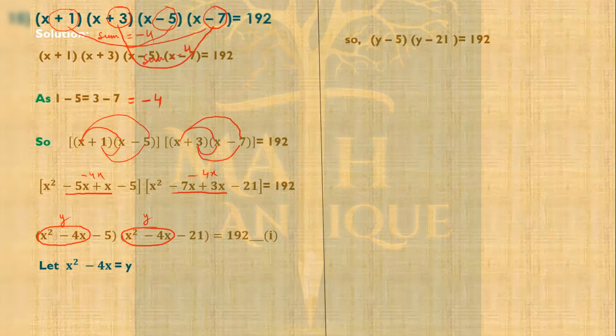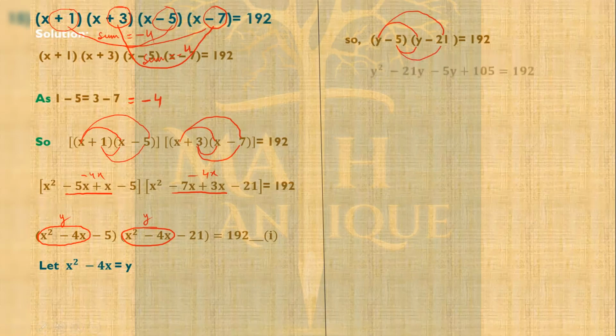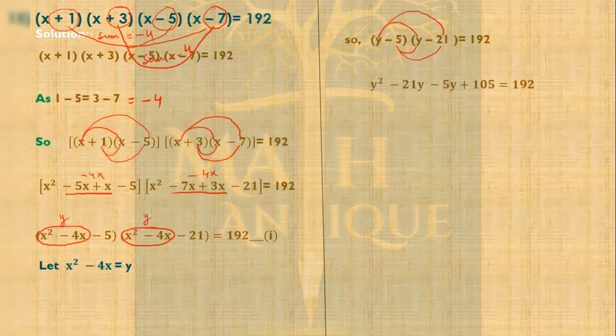Okay, we expand by multiplying both expressions. We get y squared - 21y - 5y + 105. Then we will simplify like terms. The like terms are -21y and -5y, both like terms because the variable is the same. So after simplification, we will get -26y. So it will become the quadratic equation in standard form.